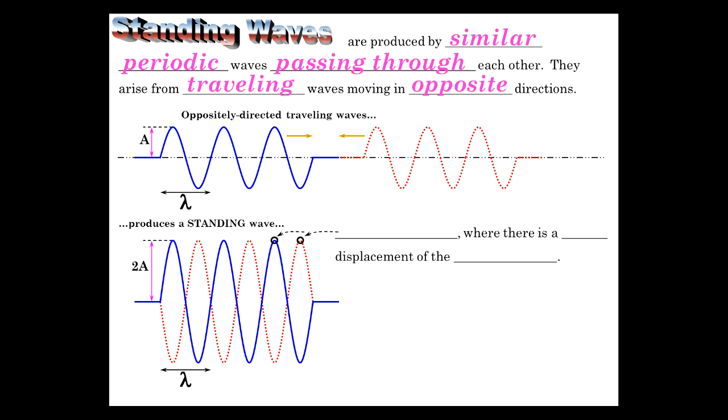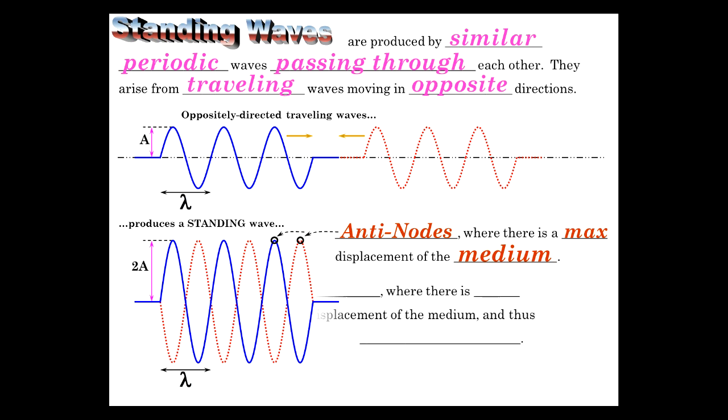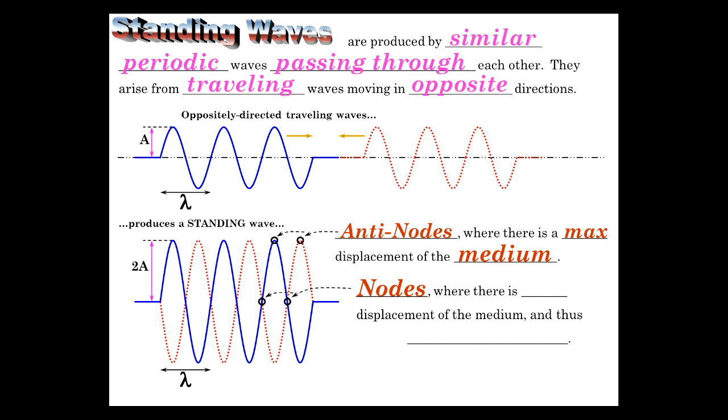All right, but there are a couple of features here. The crests, the maximum amplitudes here, these are called the antinodes. There's a max displacement of the medium at those locations. Then there are a couple of other key points along the equilibrium position of the medium. These places right in the middle are called nodes. And a node is a place where there's no displacement of the medium, and so there's no movement.